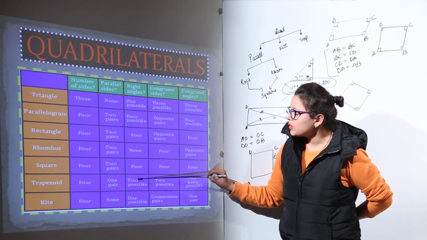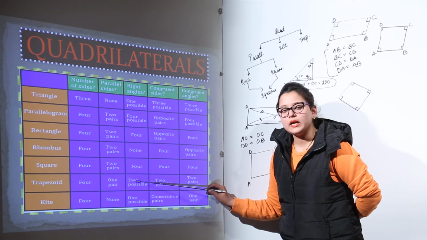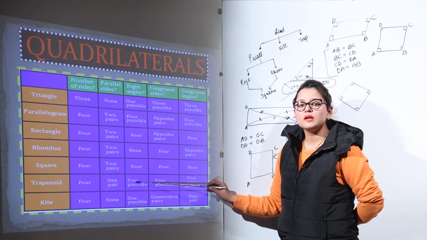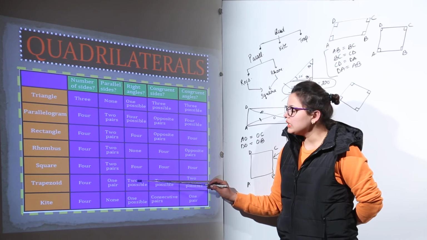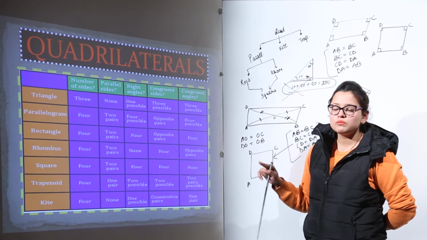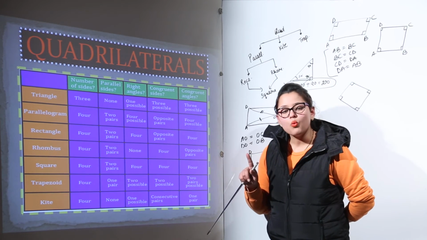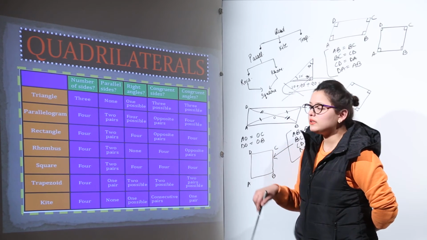What about trapezoid? In trapezoid, only two angles are possible that will be equal to 90 degrees. Always, at a time, only two angles can be equal to 90 degrees. What about kite? In kite, there is only one possibility of a right angle. That means out of all the four, only one angle can be a 90-degree angle.